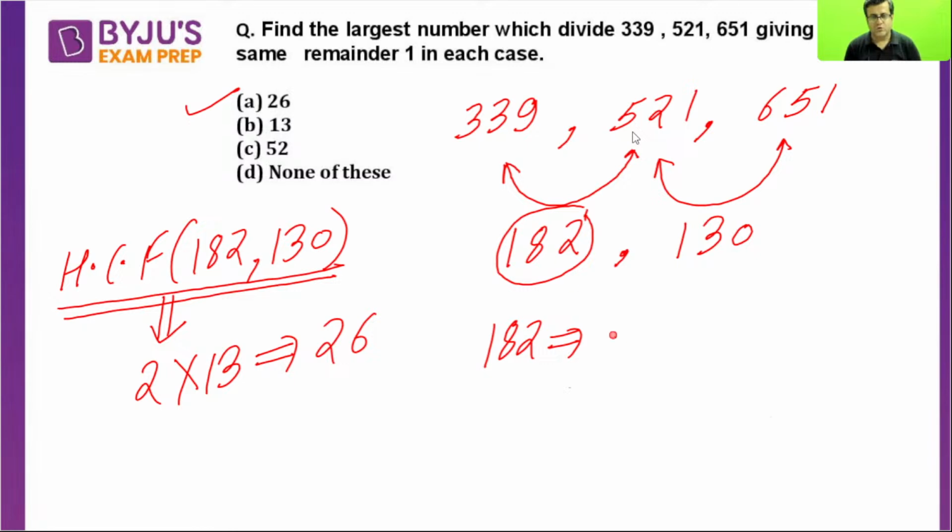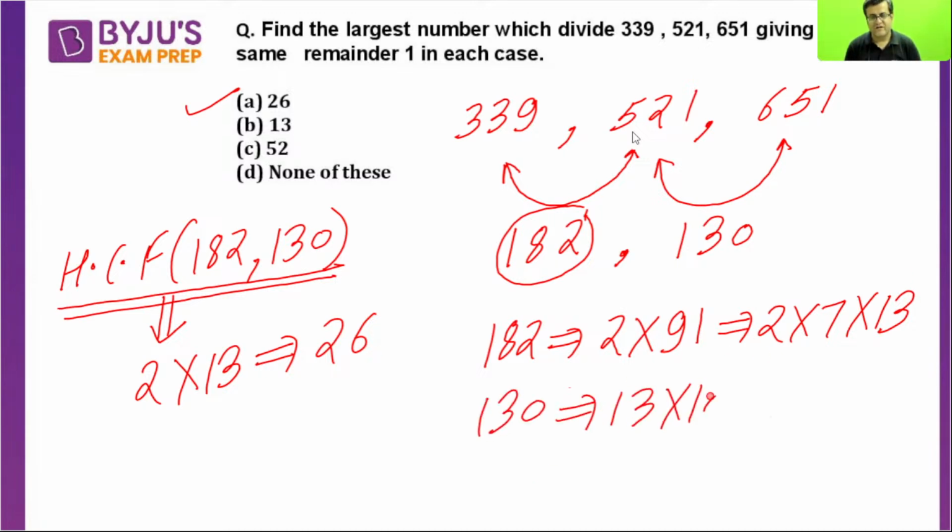This is divisible by 2, that is for sure. 2 into 91. Now you can factorize 91 as 7 into 13. So 182 is 2 into 7 into 13. 130 can be written as 13 into 10, and 10 can be written as 2 into 5. 13 is already there. 2 is common, 13 is common. I hope you understand. One more thing I will suggest: you will be more confident with practice only.